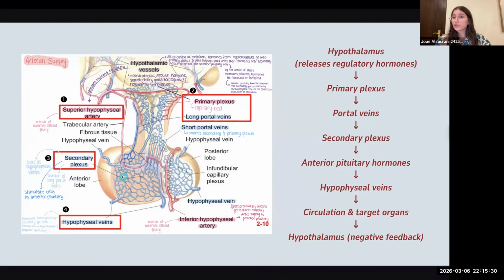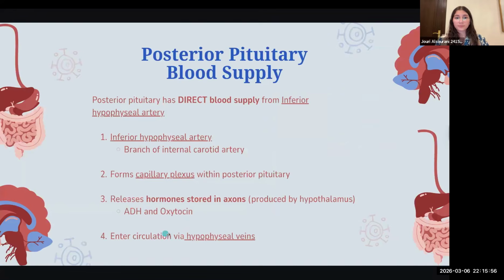Now, the anterior pituitary is going to synthesize and release its own hormones. Once these hormones are released, they're going to be going from the hypophyseal veins into the circulation and to their target organs. And then once they complete whatever they have to do, it's going to go all the way back to the hypothalamus as a negative feedback to stop the hypothalamus from releasing any more hormones. I hope that that's clear. Okay, so that was all for the anterior pituitary's blood supply.